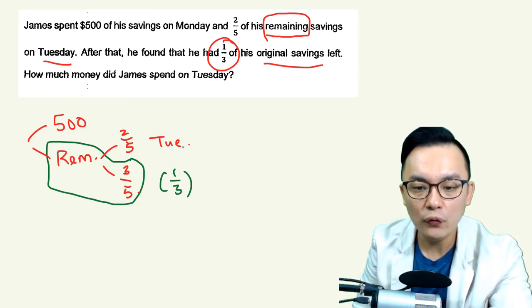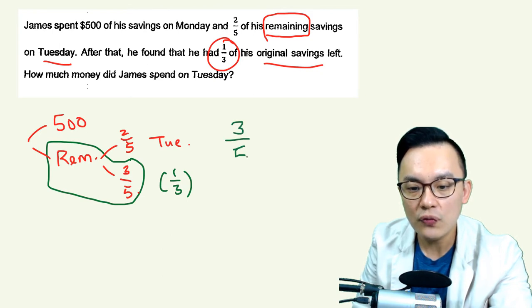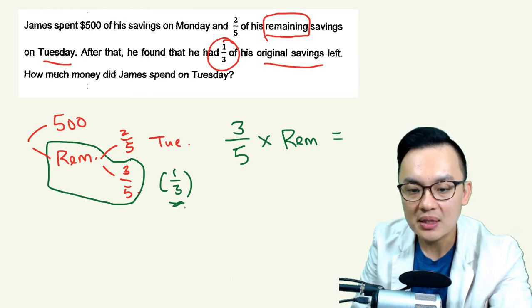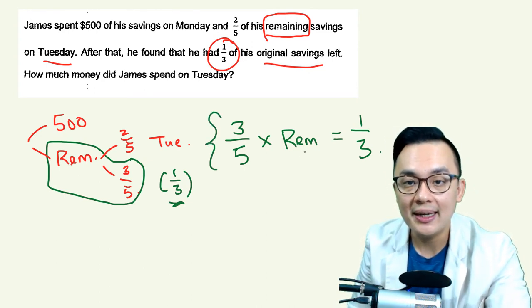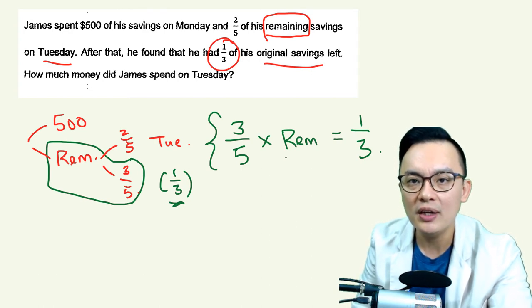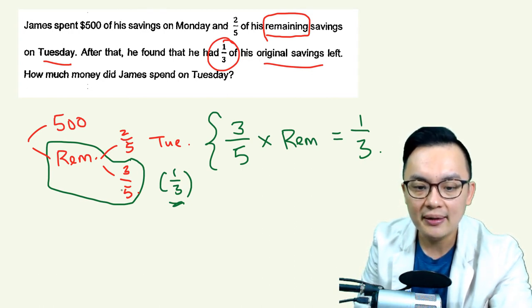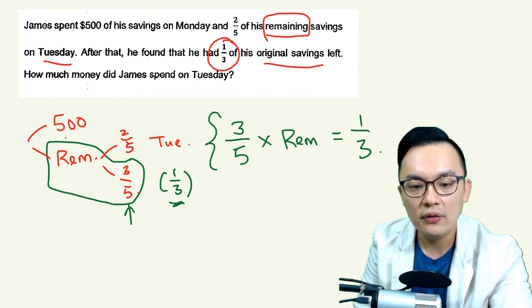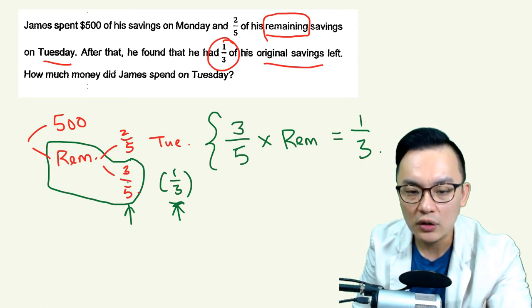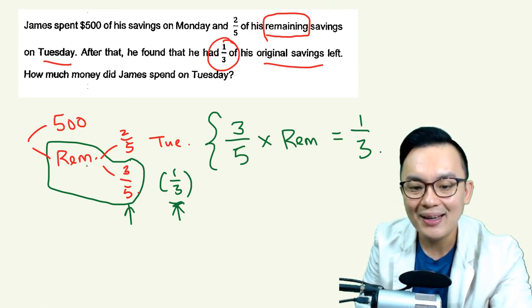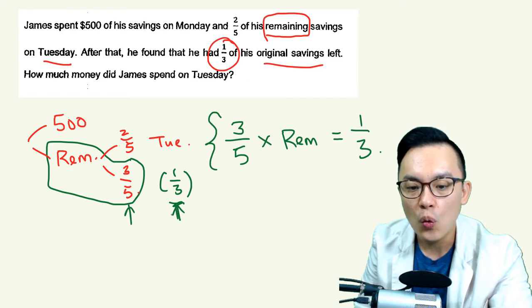So 3/5 of the remaining simply means 3/5 multiplied by the remaining will be equal to this part, which is the 1/3. You have to be able to come up with this equation, and if your child is really not able to, then you have to drill them. Just change the numbers here and there, change the 3/5, the 500, the remaining, the fractions. Make sure they know that 3/5 times the remaining is equal to this 1/3.